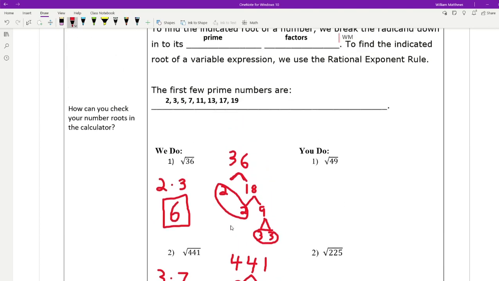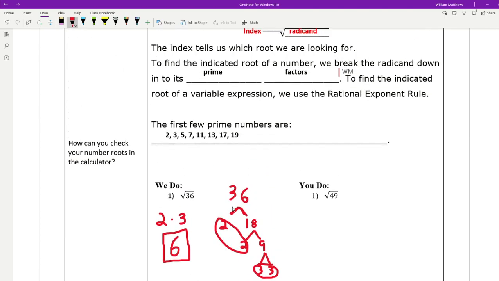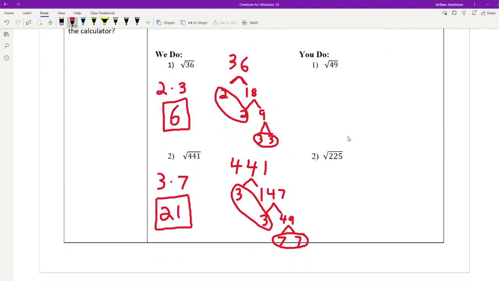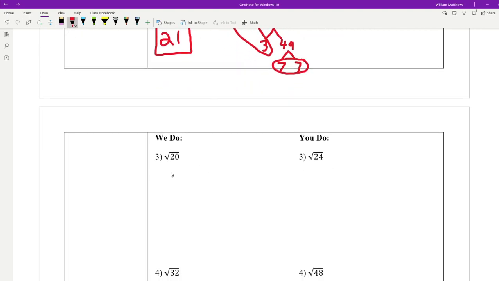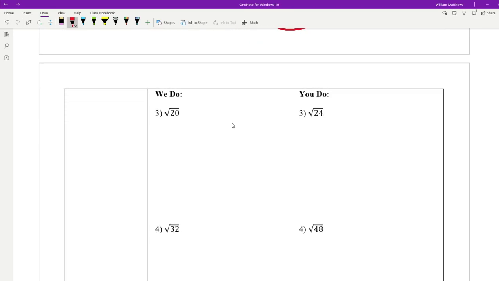Now, for the most part, you can memorize your first couple of numbers in order. Most of the time, teachers will show up to 15 memorized, and then you can move a little bit further. But there will be times where you run into numbers that do not come out perfect. They are not perfect squares. 20 is a prime example. No pun intended.